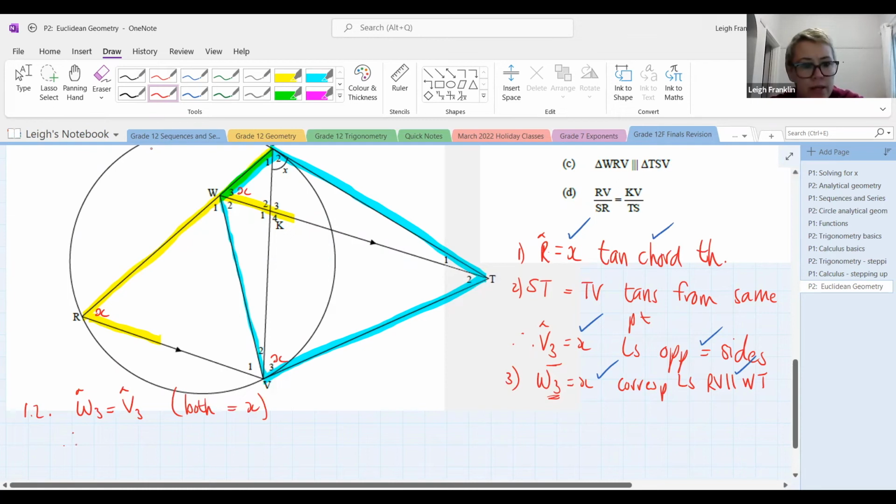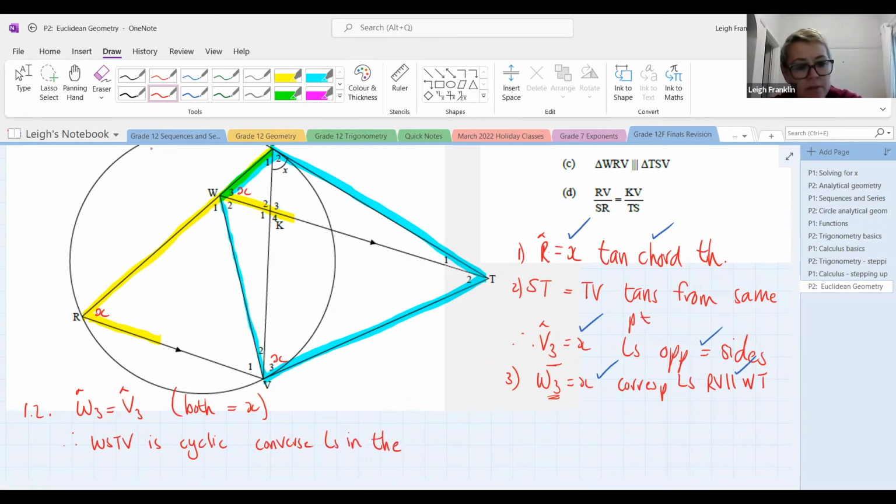Therefore, WSTV is cyclic, and our reason: converse angles in the same segment. Okay. Are those angles in the same segment? Yes. So it's converse angles in the same segment. Because the angles in the same segment are equal, that makes WSTV a cyclic quad. Okay, everybody happy with that? Are we all good, guys?